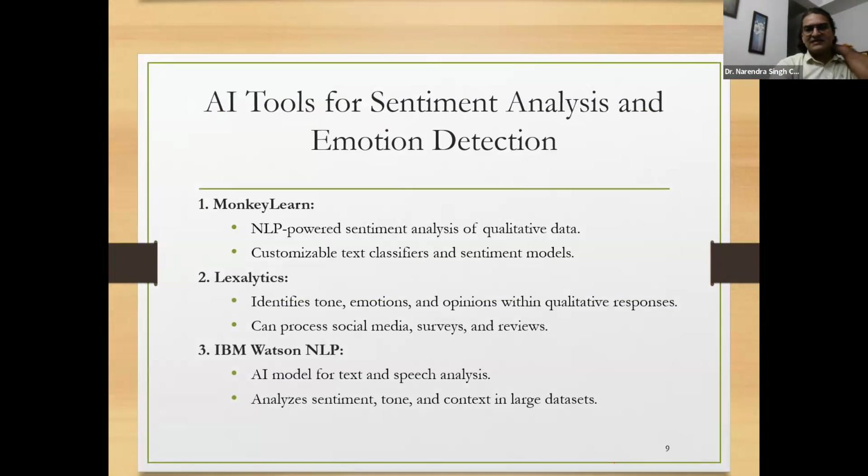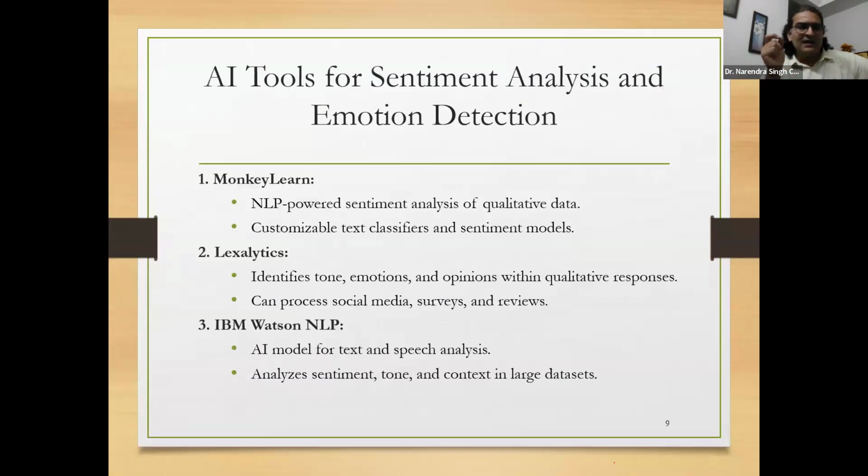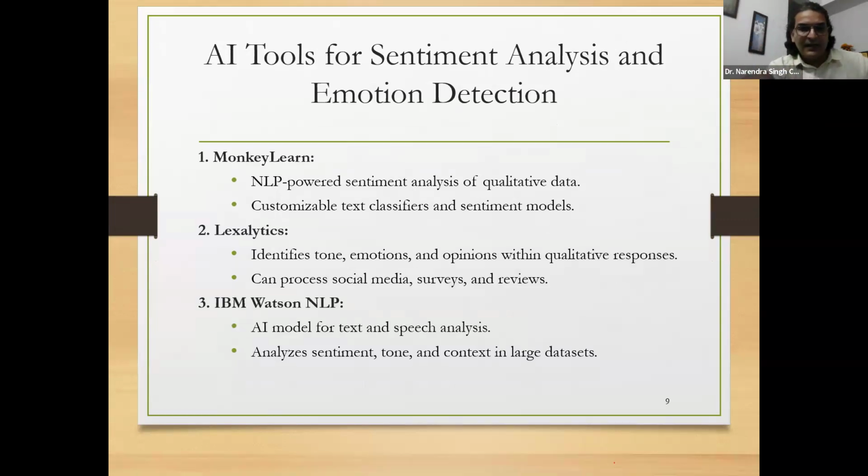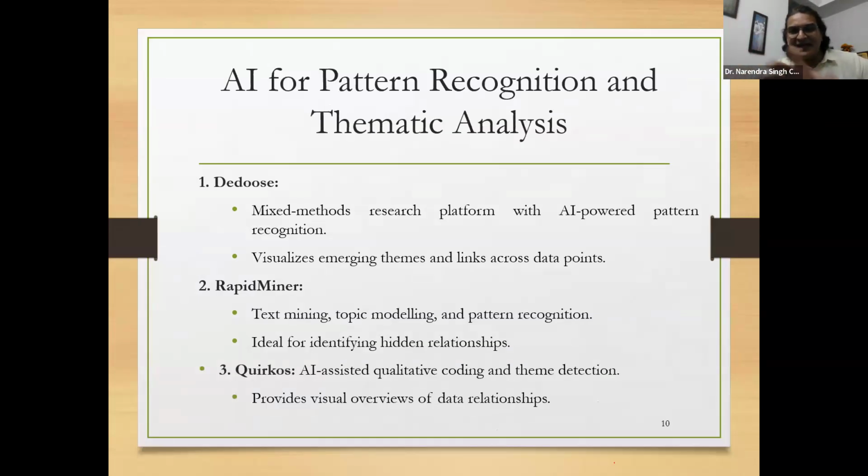And then there are certain other tools, that is MonkeyLearn. Lexalytics has been there, so we can identify tones, emotions and opinions within qualitative responses. Then IBM Watson NLP is there. I can use the AI model for text and speech analysis. This is possible. For example, in NVivo and even in ChatGPT, in the paid version especially, you can upload a particular file and get it analyzed. So that is possible. And then there are certain other AI tools for pattern recognition and thematic analysis. Rev is one tool, RapidMiner, QDA Miner is one.